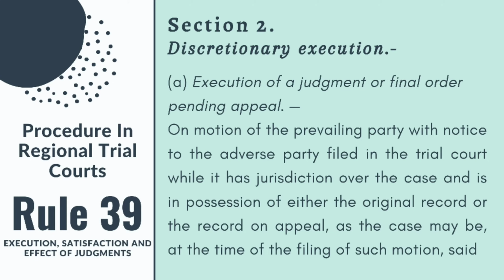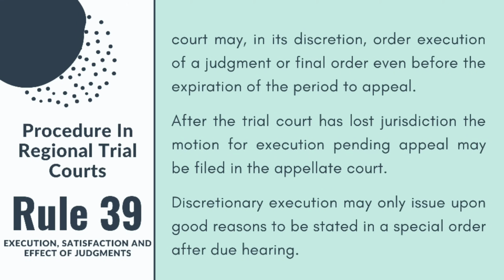Section 2. Discretionary execution. A. Execution of a judgment or final order pending appeal. On motion of the prevailing party, with notice to the adverse party, filed in the trial court, while it has jurisdiction over the case, and is in possession of either the original record, or the record on appeal, as the case may be, at the time of the filing of such motion, said court may, in its discretion, order execution of a judgment or final order, even before the expiration of the period to appeal.